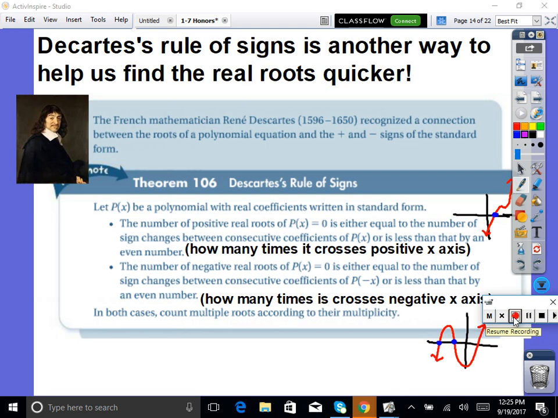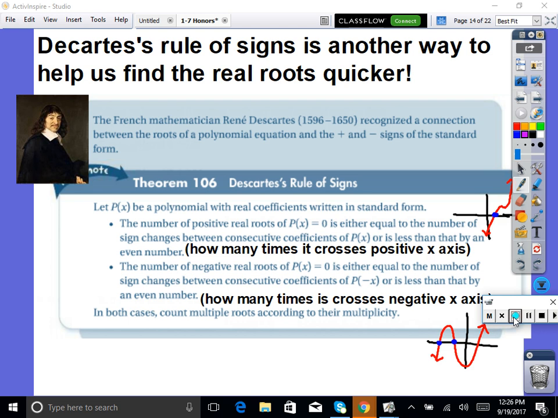Okay, so now we're going to talk about Descartes' Rule of Signs. So Descartes' Rule of Signs is another way to help us find out the real roots a little bit quicker, because using Descartes' Rule of Signs with the rational root theorem, we're able to say which one should we test first. If I didn't allow you to have a calculator to kind of cheat, we would want even more help. So this is a fun fact for you.